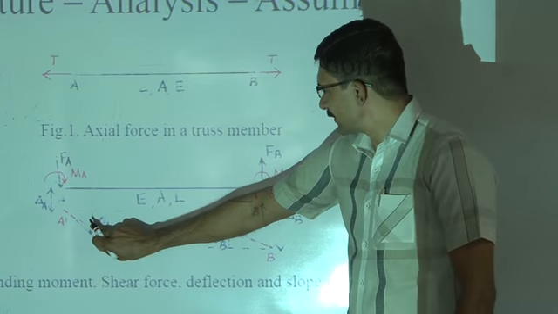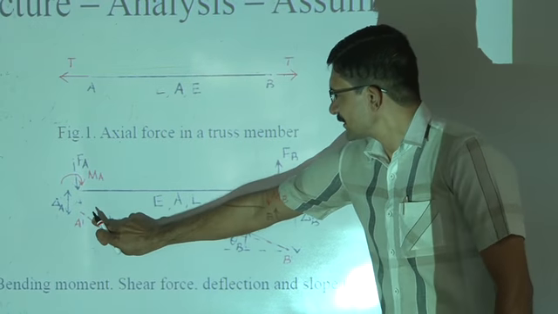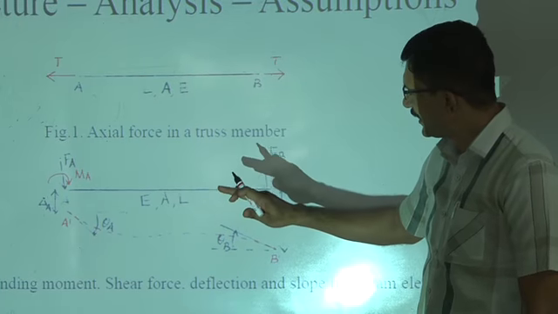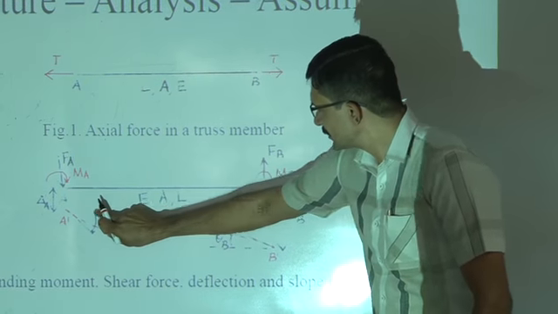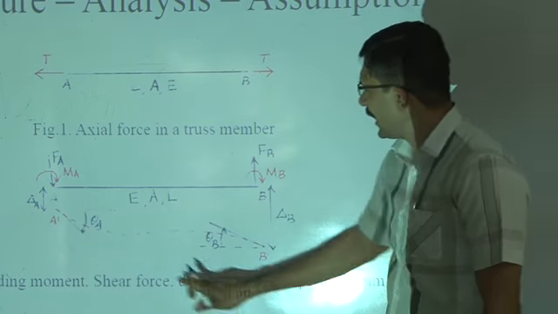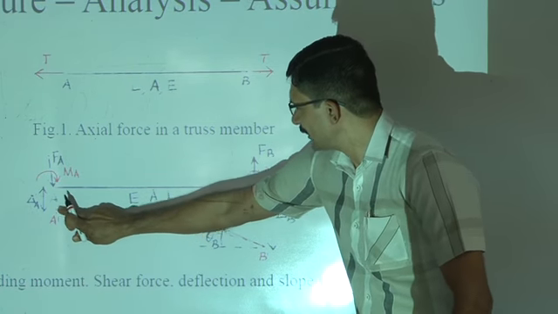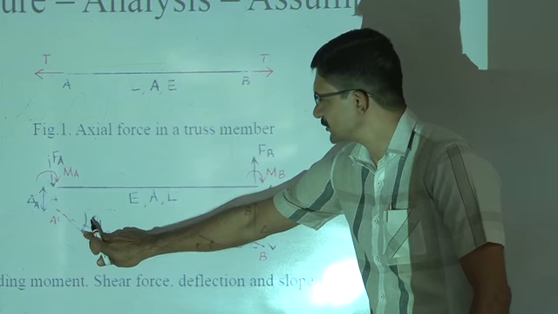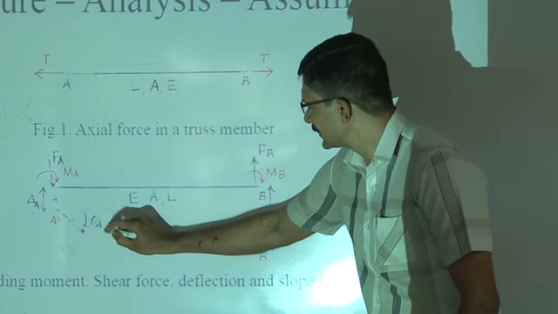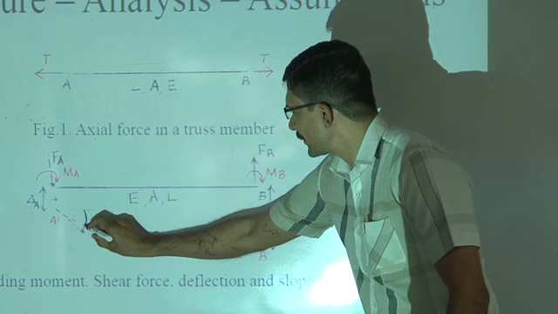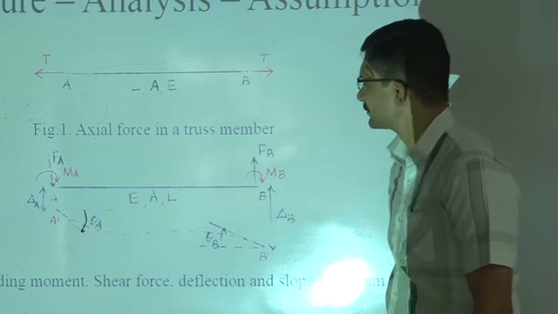The slope of a structure at a point is calculated as the angle between the initial tangent drawn to the centroidal longitudinal axis of the beam, and the final tangent drawn to the elastic line, which is the deflected shape of the structure. So here, as you can see, theta A is clockwise from the initial tangent to the final tangent. It is clockwise, it goes this way.